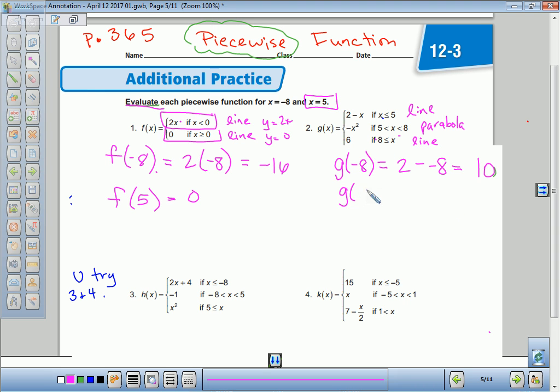Okay, now I'm going to evaluate function g where x has a value of 5. So that'll be the top, middle, or the bottom? Middle. No, it's the bottom one. It's both the middle and the bottom. It's the top one because of the equal to. So we'll have to do it again, but this time it's 2 minus 5. So it is -3.